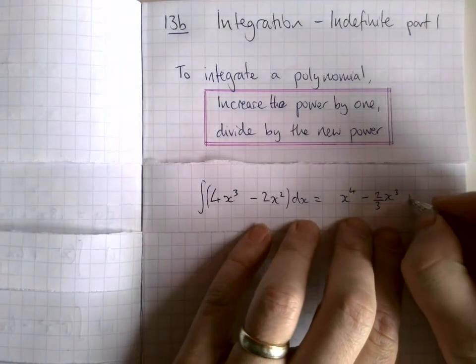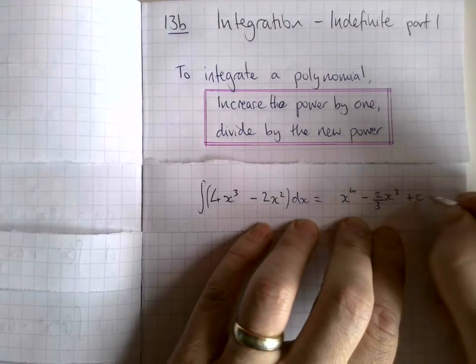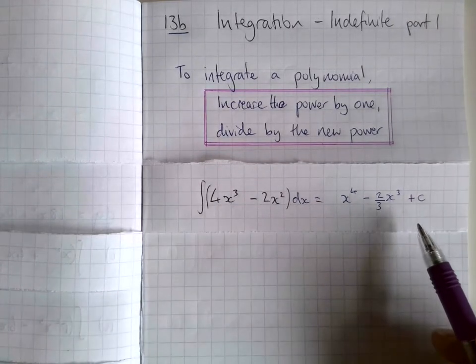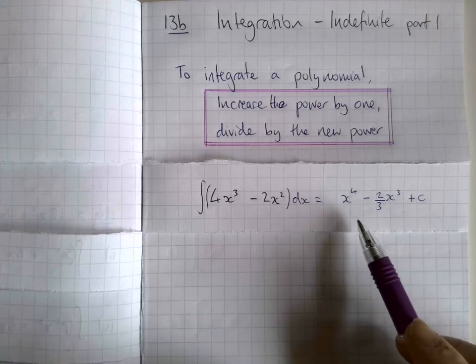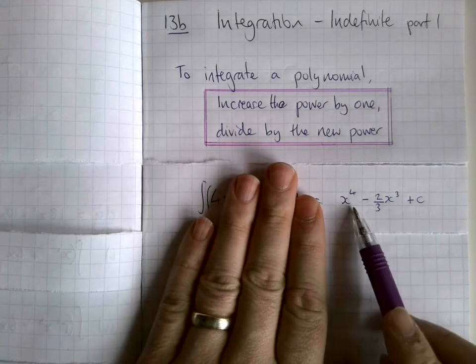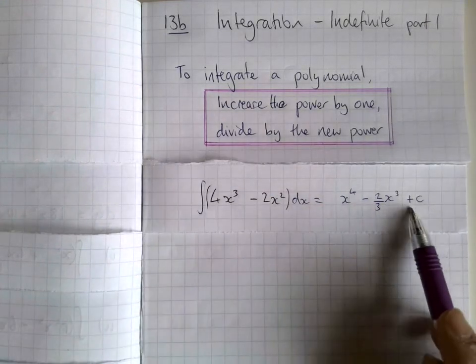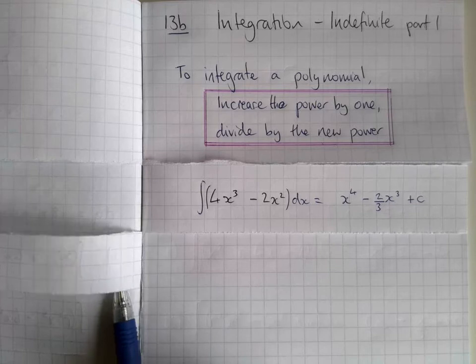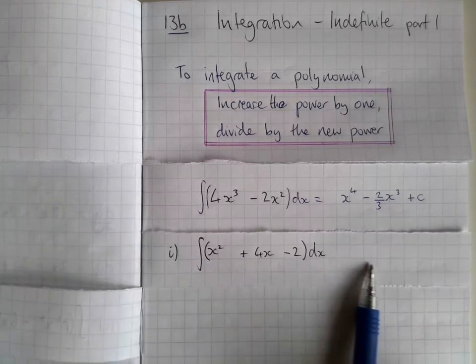Except, don't forget about that constant of integration, the plus c bit. You'll remember from the last video that if we were differentiating this bit, we would get this part here, even though we don't know what that number is. So we've got a few more examples coming up. Each time I'm just going to get you to pause and work it out yourself first.